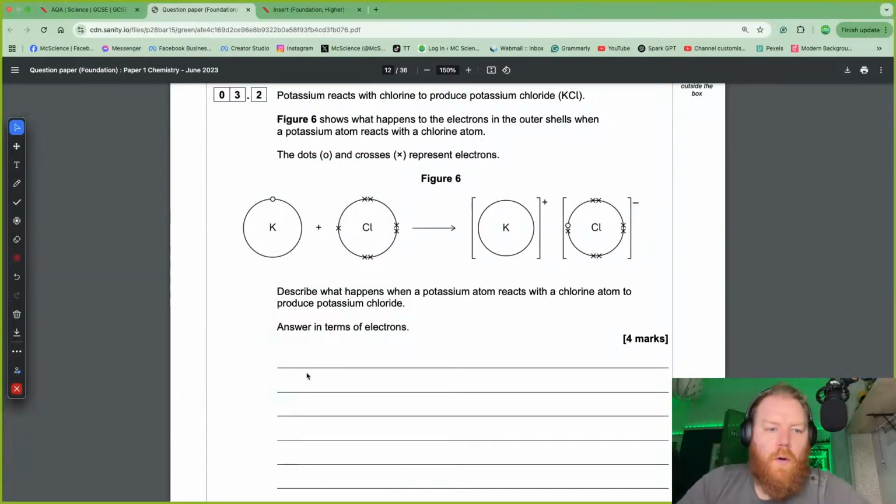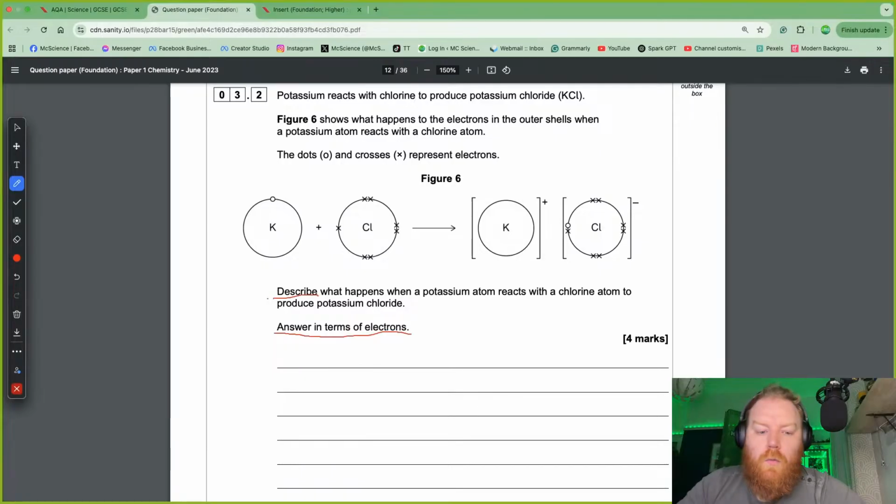So we've got a 4 marker here this time, and for this 4 marker, our command word straight off the bat is describe. So describe what happens when potassium ions react with a chlorine atom to produce potassium chloride. Answer in terms of electrons. Now, this is a key bit of information for you here, where so many students will not actually talk about what is happening in regards to our electrons.